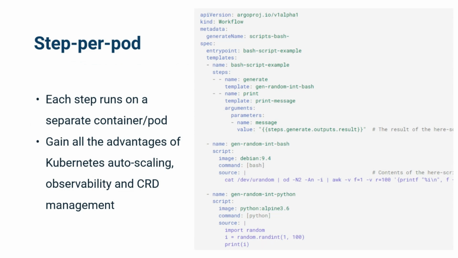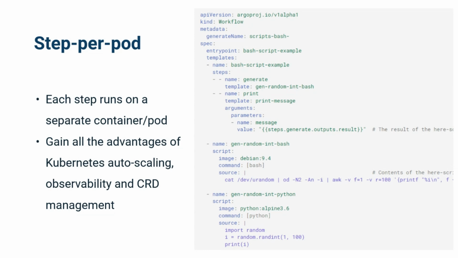Other solutions that you have seen, even if they support Kubernetes, usually have a process where the whole execution happens inside a single pod, which is okay. But Argo Workflows has the capability where you can define multiple steps in the same workflow and have a pod per step.